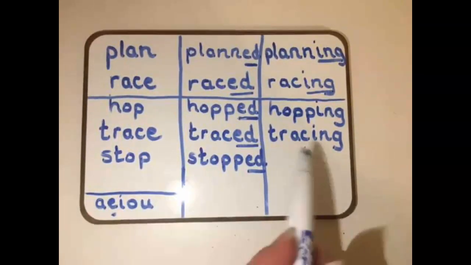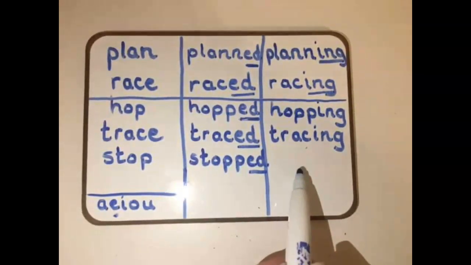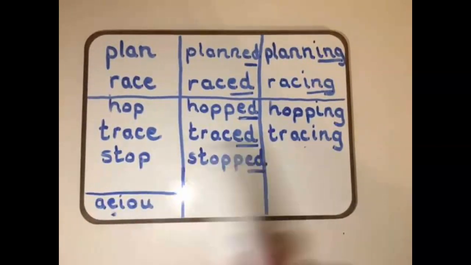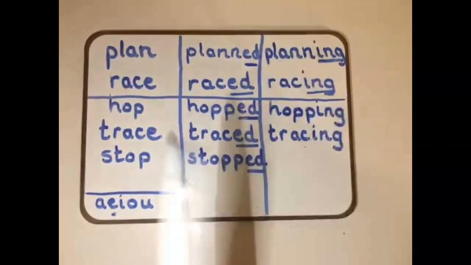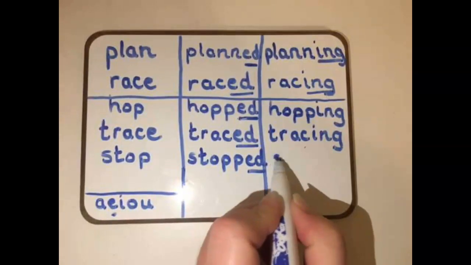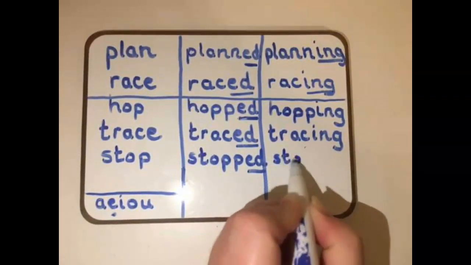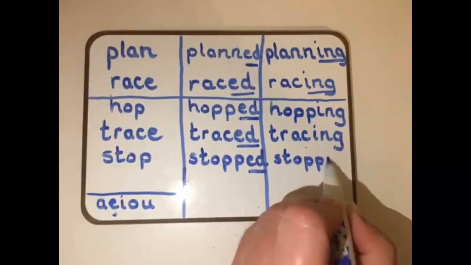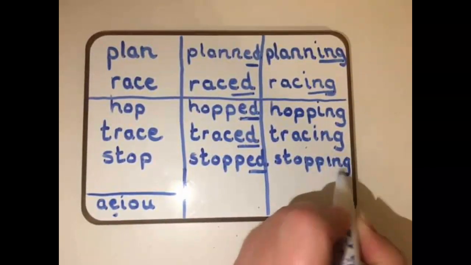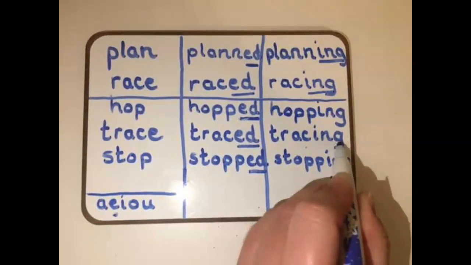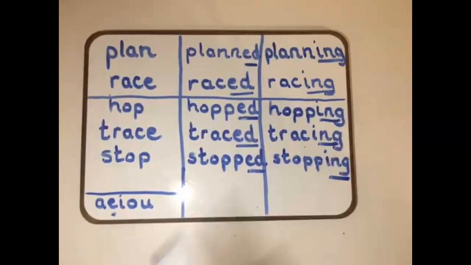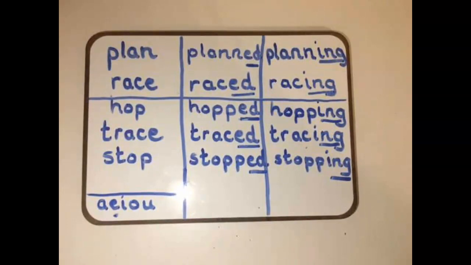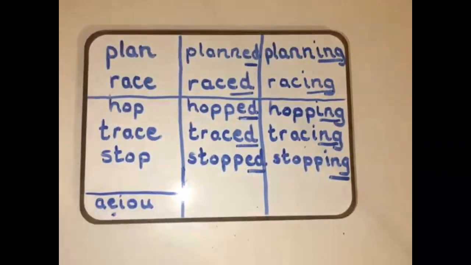Okay, now if we're going to come to here and write stopping, again, we need that joining letter. So, stop, joining letter, suffix, ing, and we can underline our suffix in the word. Okay, so take a minute to catch up. If you need to, you can pause the video, and then we're done with this part for today.